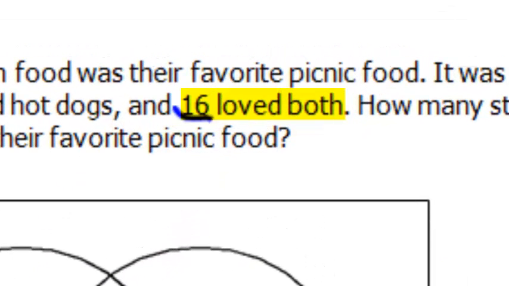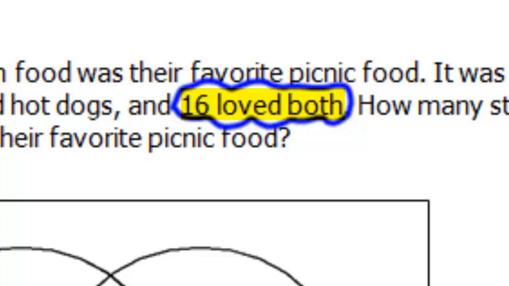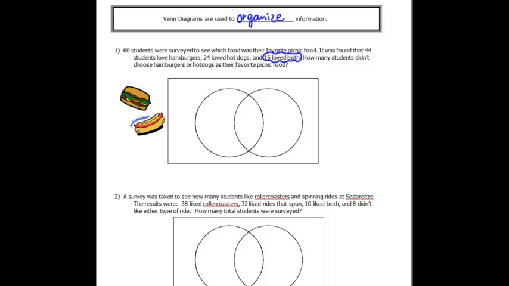This is your key. This is your key to happiness with Venn diagrams. Start with the both, or in the case of a three-way Venn diagram, you start with all, etc. So I'm going to put hamburgers here and hot dogs here, and I start with both. 16 goes in the middle. Now I know that 44 students love hamburgers. So in this entire circle, I want 44 students.